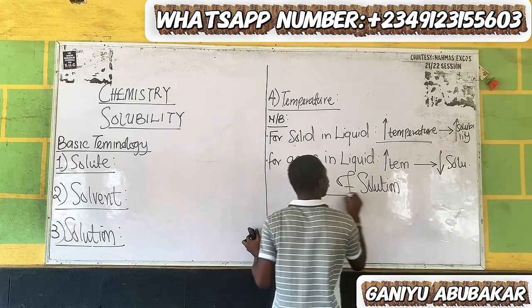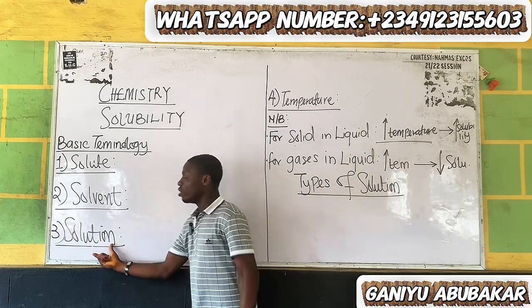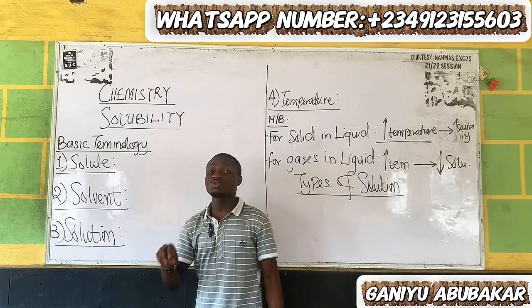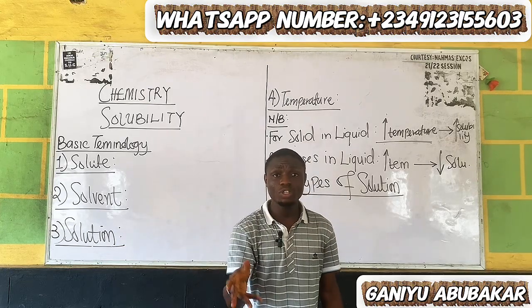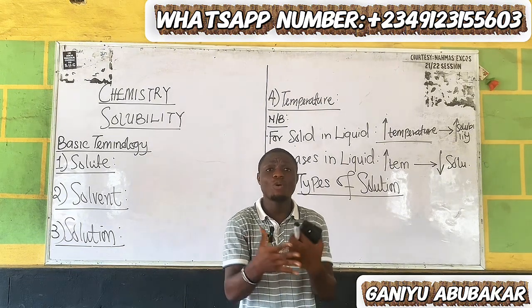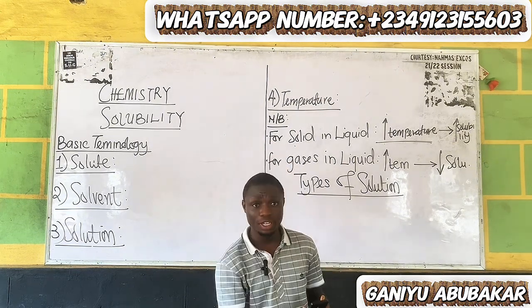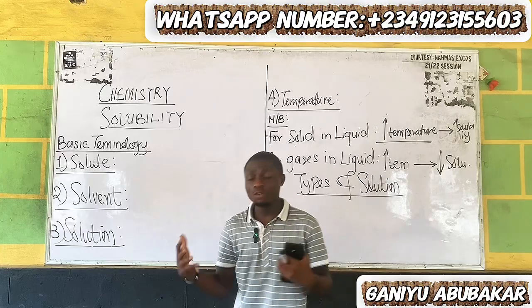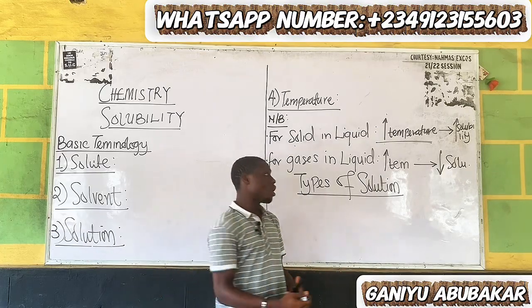Alright, so we said when it comes to solution, it is when two substances, which in this case are solute and solvent, combine, and when they combine, they can be dissolved. So if they can be dissolved, it forms what? A solution. So I'm saying this now.